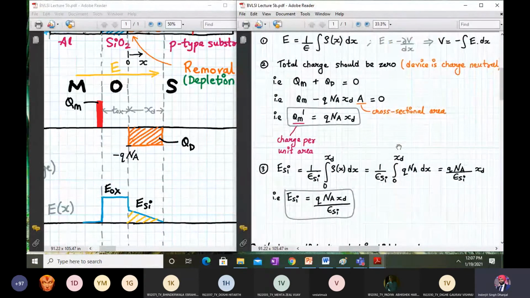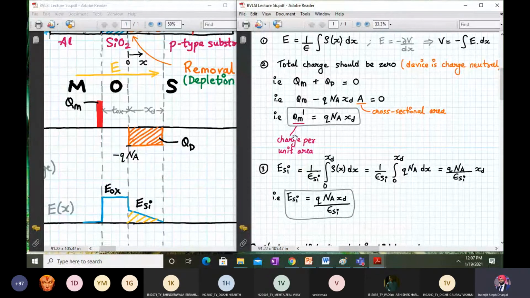Now we are defining one more term, QM dash. What is QM dash? It is the charge per unit area. Charge per unit area means the cross sectional area A will disappear. So QM dash will be q into NA into XD.